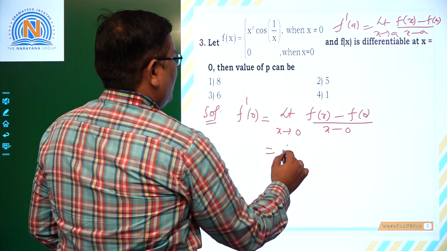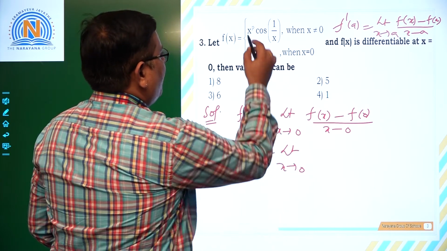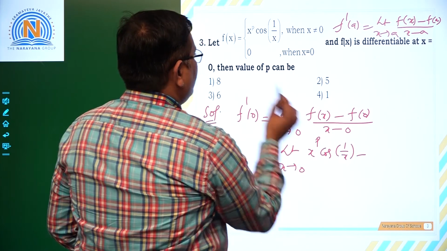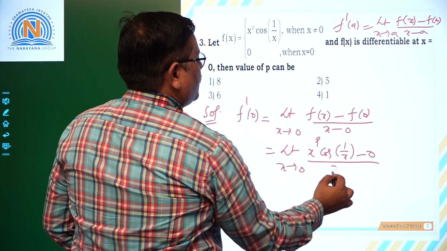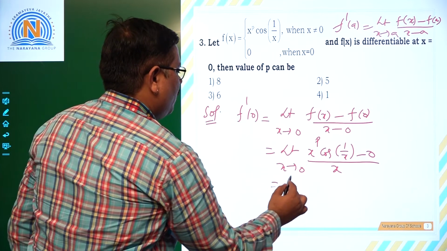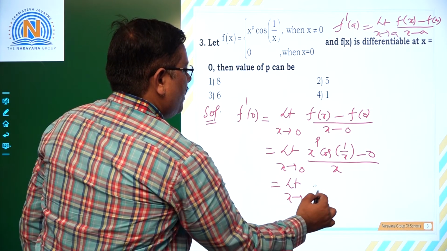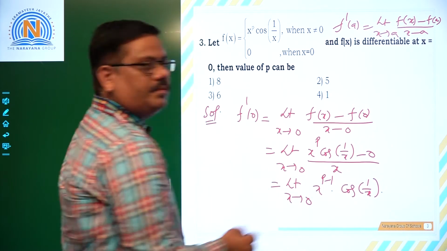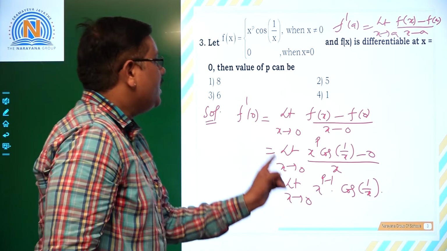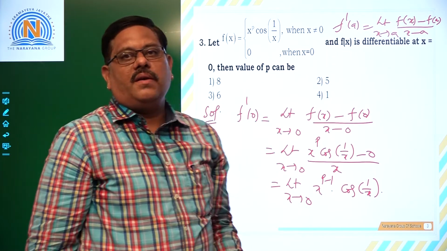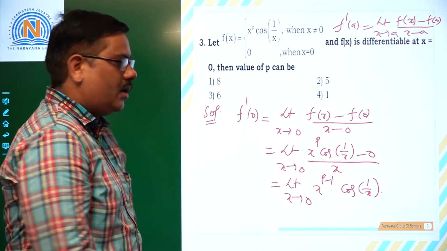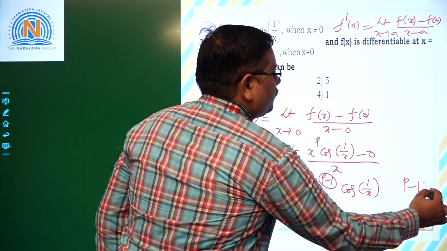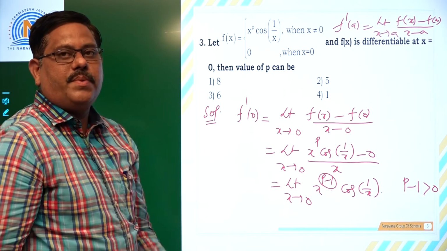That is otherwise limit x tends to 0, f of x means x power p cos of 1 by x, minus f of 0 which is 0, by x minus 0 which is x of course. So what do you have now? That is limit x tends to 0, x power p minus 1 times cos of 1 by x. It must exist. Why must it exist? Because it is differentiable, he is saying. If it must exist, here this particular p minus 1 value must be more than 0.